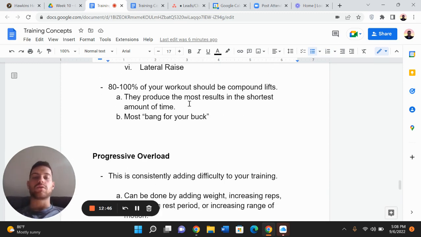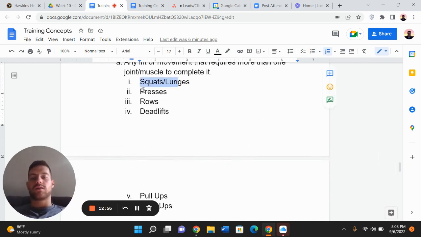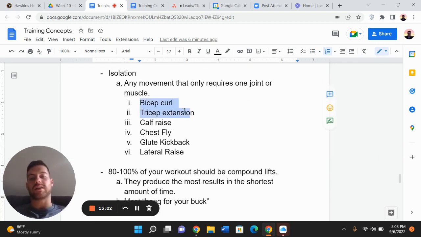They produce the most results in the shortest amount of time. They give you the most bang for your buck. So if you're going to go into the gym and do an hour workout, right? If you do an hour of squats and presses, you are going to get significantly more out of that workout than if you went in and did a bicep curl, tricep extension, calf raise, chest fly.